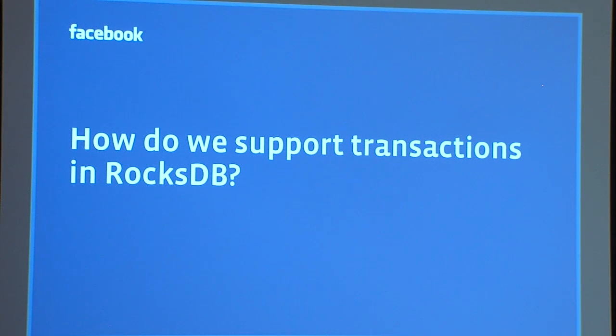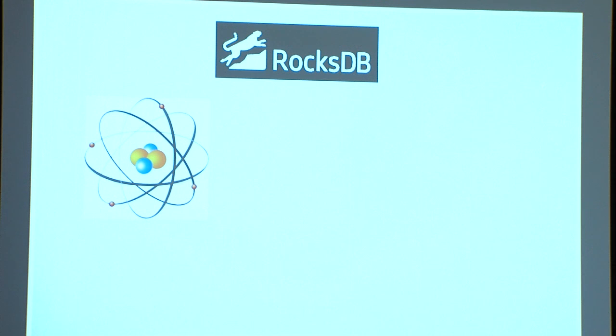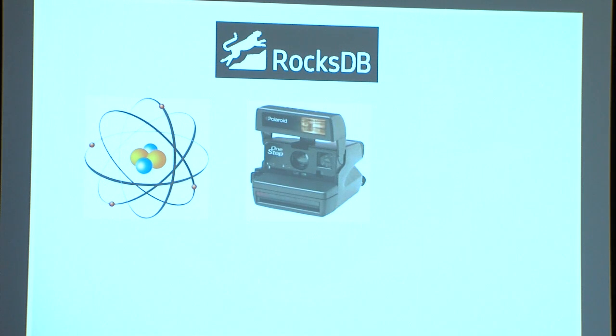Okay, so how do we actually support transactions in RocksDB? So RocksDB already has some features that help you deal with concurrency. There's atomic batched writes, where you could write 50 keys and guarantee they either all succeed or none of them succeed. We have snapshot reads, where you can take a snapshot at a point in time and then read the state of a database at exactly that point in time.